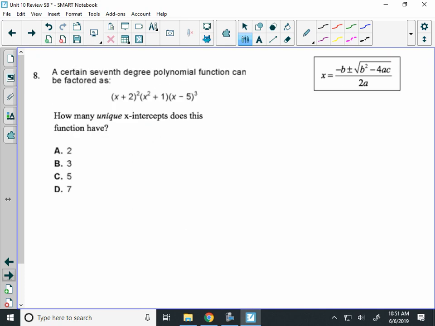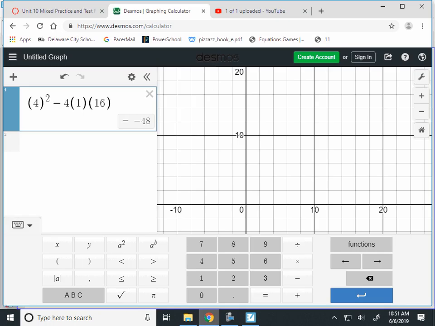Number 8, a 7th degree polynomial is factored. How many unique x-intercepts does this have? Now, this could actually be a kind of complicated problem. Let's make it easier by graphing. I allow you to use your calculator here. Take advantage of it. Let's graph.